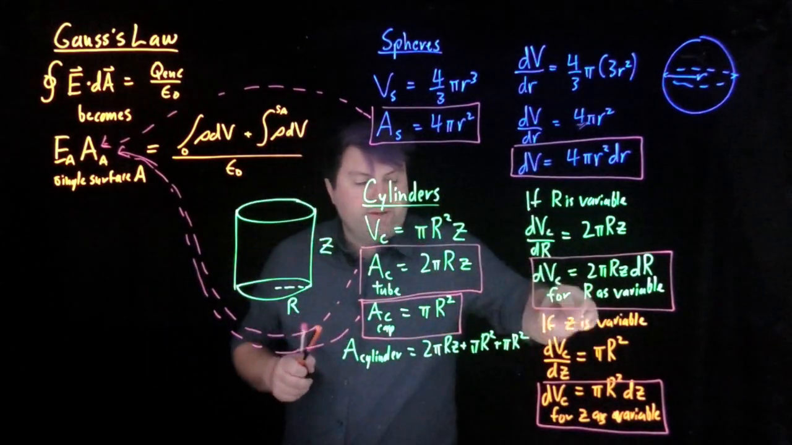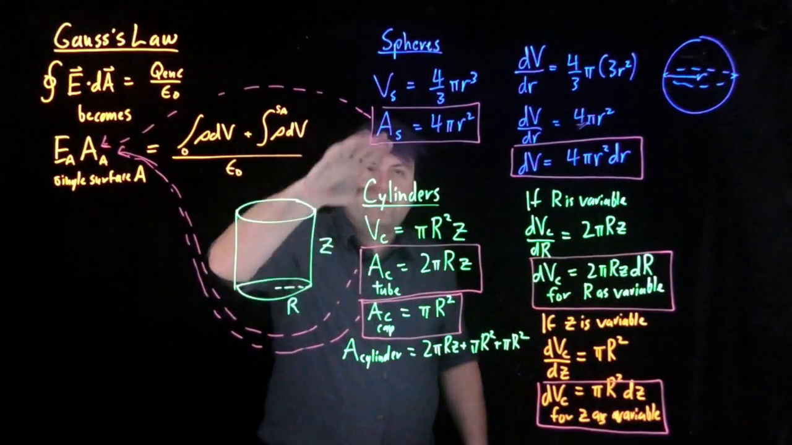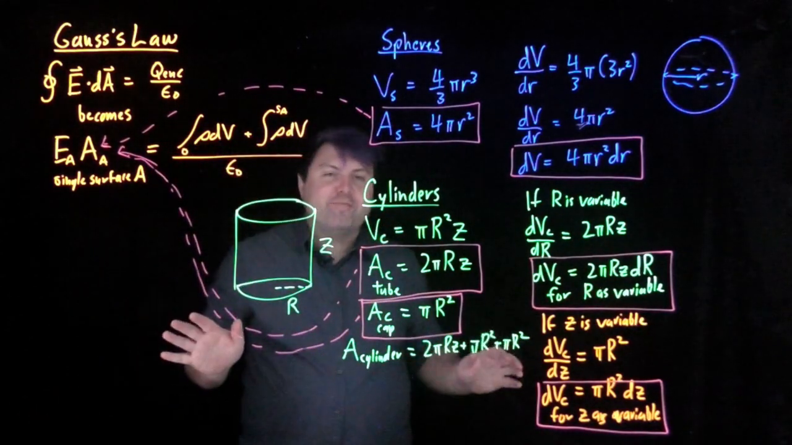So these are the three dv's that we need for Gauss's law. These are the three areas that we need for Gauss's law, and we don't need any others, and so now we have them in one video.